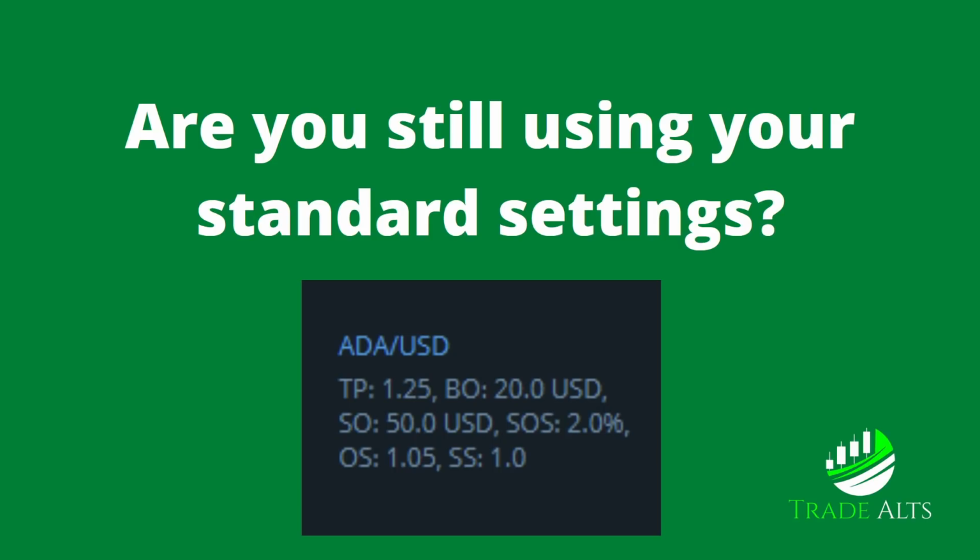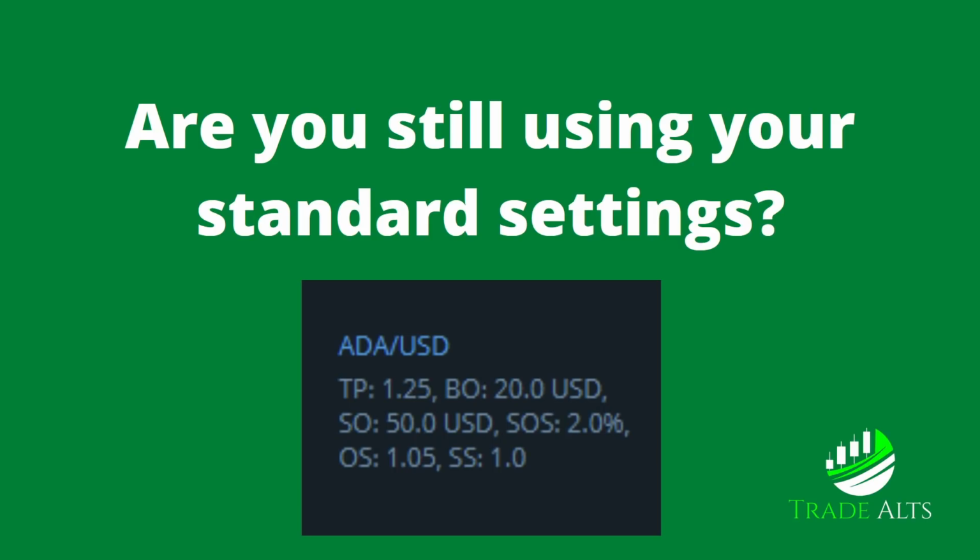The only other thing you're going to notice, right? So TP is take profit, that's 1.25%. BO stands for base order, and I'm using for Cardano, in this example, $20. The SO, which is safety orders, starts at $50. And then I have a 2% safety order deviation, right? So that's all the same. Everything's the same.